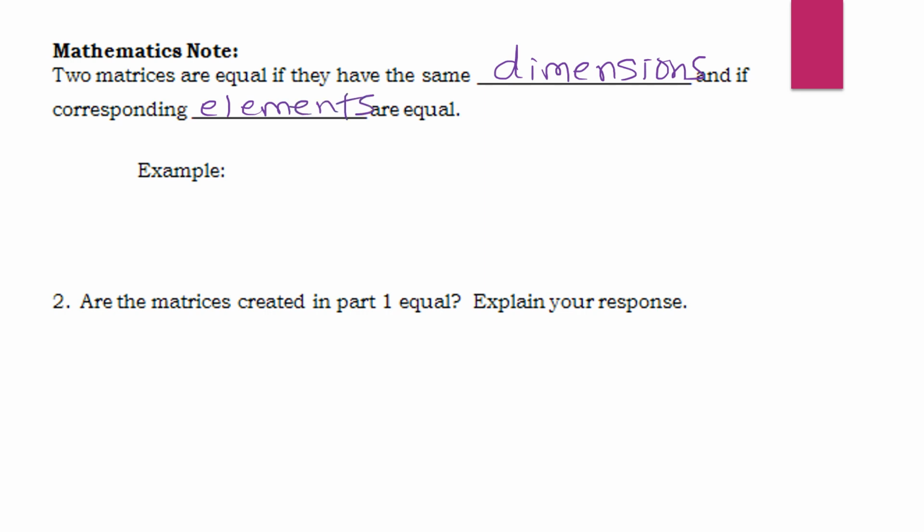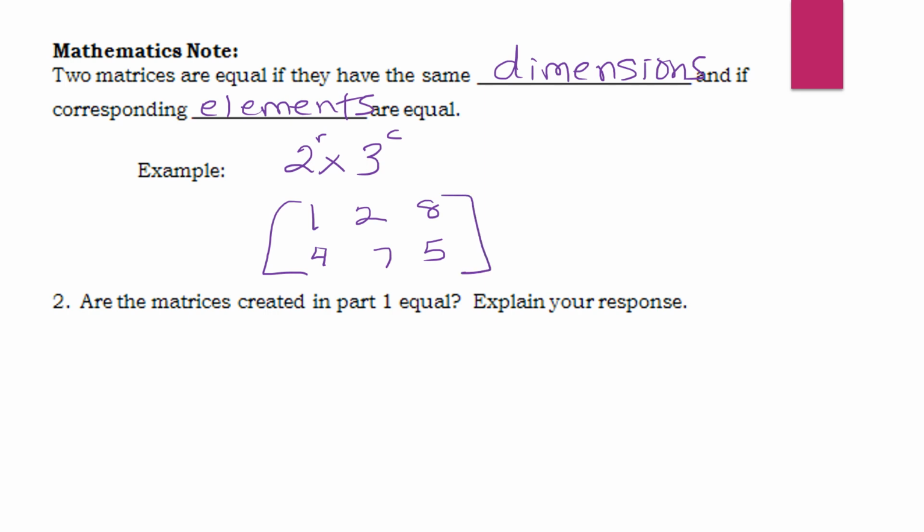So an example, I would have to have, let's create a 2 by 3. So that means 2 rows and 3 columns. So 2 rows: 1, 2, 4, and 7, and then 3 columns, 8, 5. Okay, so that is a 2 by 3.